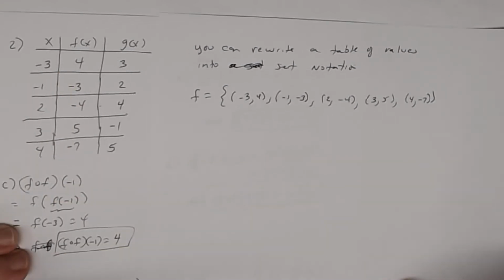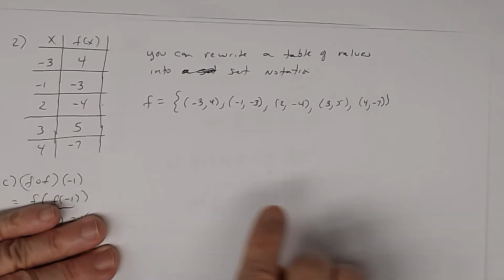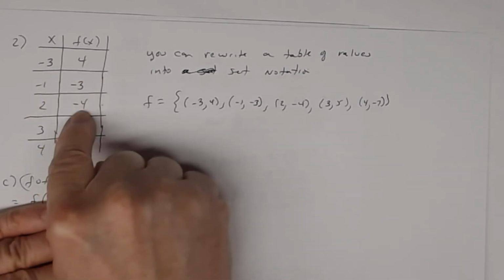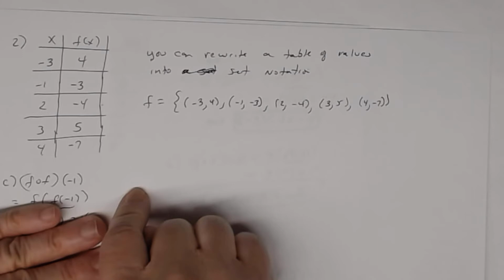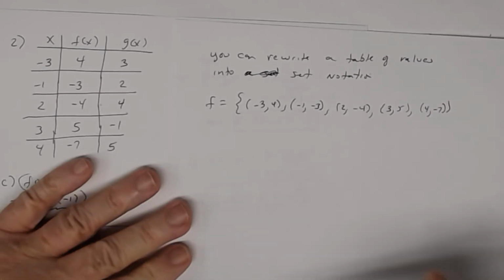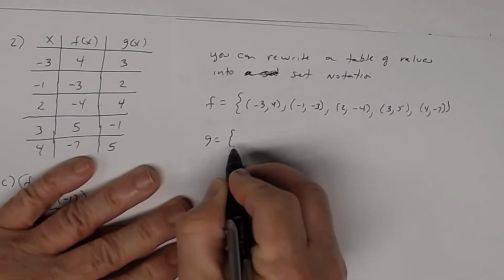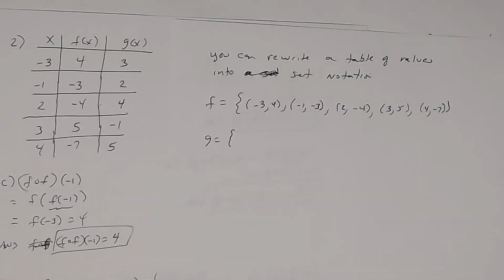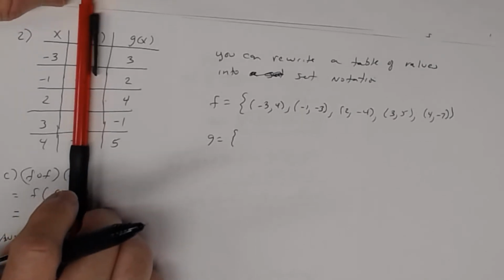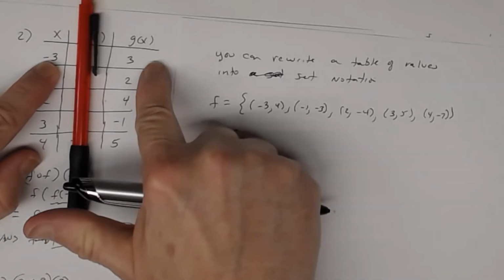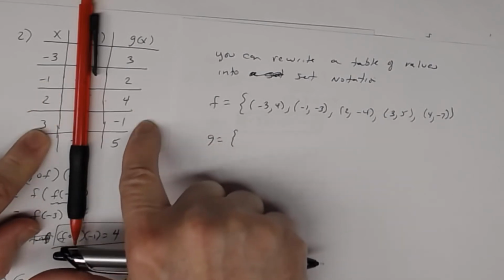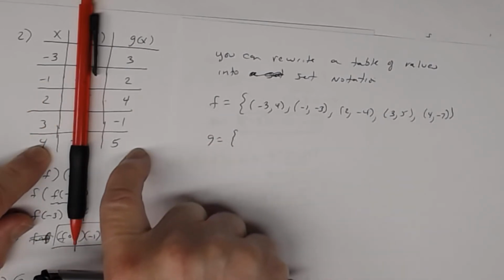So it's kind of like if you covered up g of x, this right here is this: xy, xy, xy, xy, xy. See that? And you could do the same thing with g. So you would say g equals this set of ordered pairs. Now, it sometimes helps if you cover up the f of x function. So there's your x, there's your y, there's your x, there's your y, and so on for each pair.